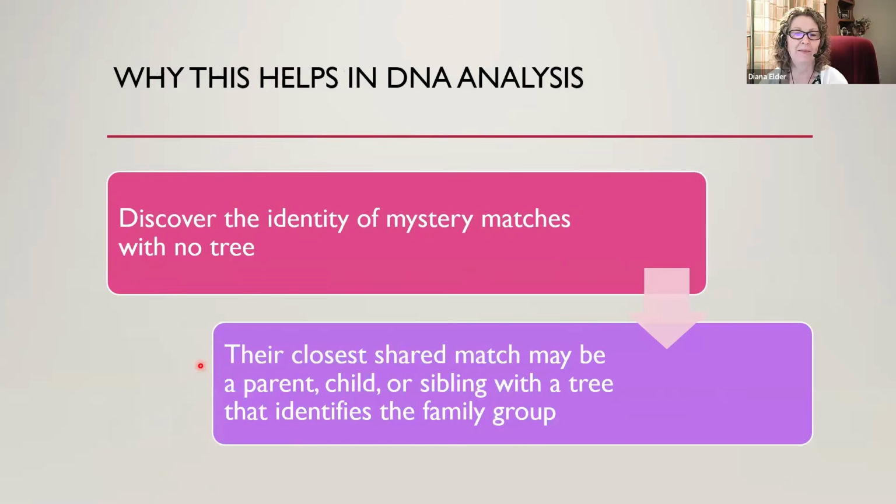So why does this help? Well, we've talked a bit before about using these pro tools and shared matches because we have those mystery matches that have no help. They don't have a tree. Their name isn't very helpful, it might be a cryptic username, so we can't even look them up on Facebook or People Finder websites. But now we can look at their closest shared match, and it could be a parent, a child, a sibling, and those people might have a tree that identifies the family group.